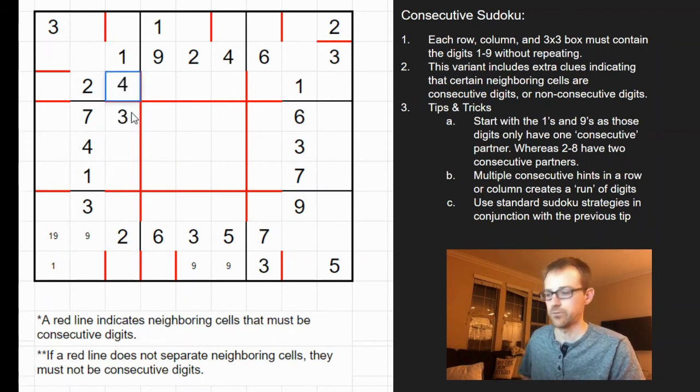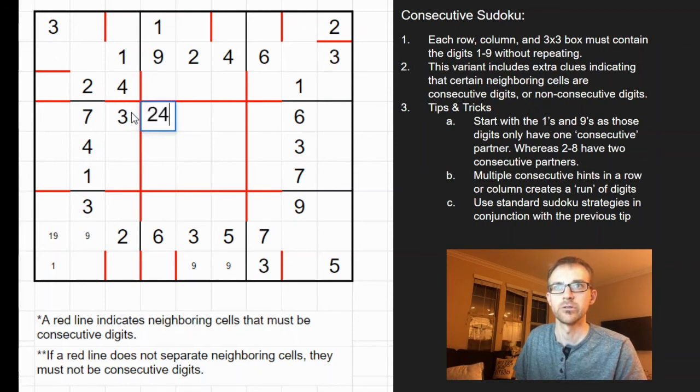This has to be a 4 because it can't be a 2. This is either a 2 or a 4. And I don't know that answer yet. This has to be a 3 or 5. And I don't know that answer yet. So we'll come back to that.